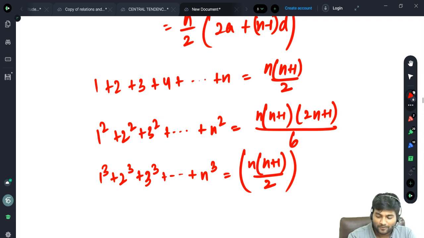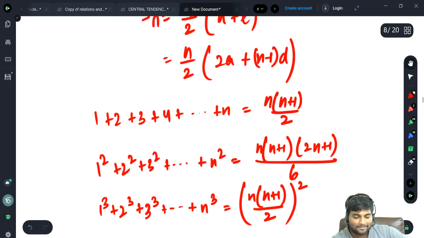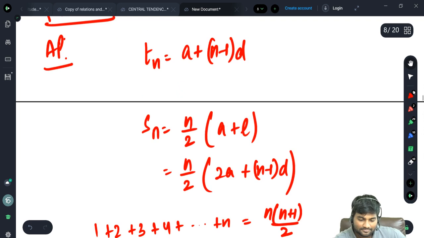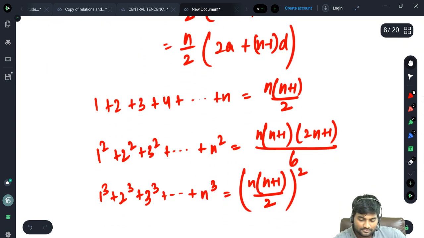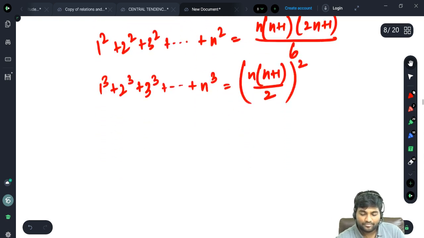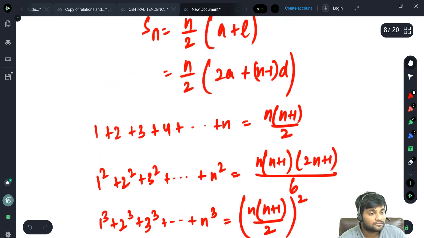Tum logo ko sab aata hai. Ab ruko. Vansh, is it okay? You are new to AP GP? Then? Simarjot Singh. Yes. The mustache is perfect. This is about AP. Now next. Copied. Ho gaya.